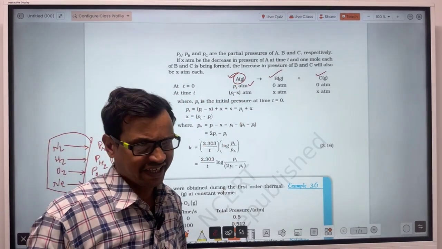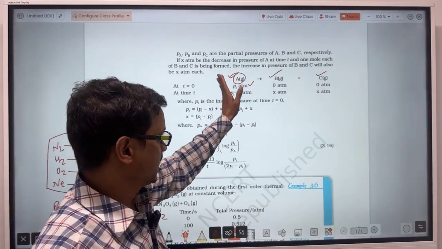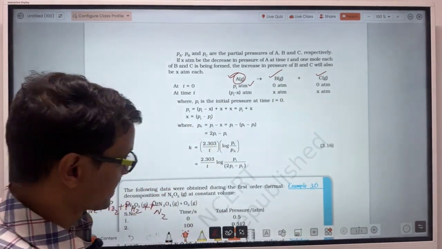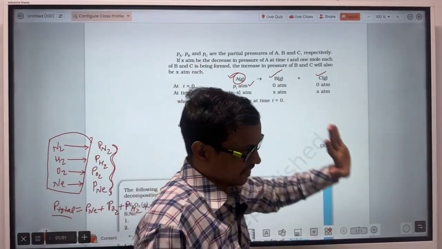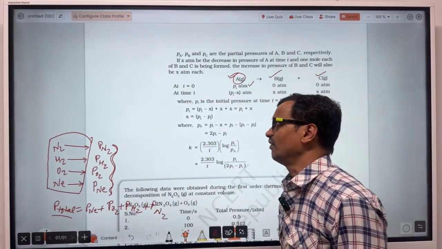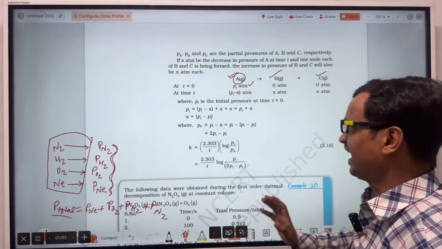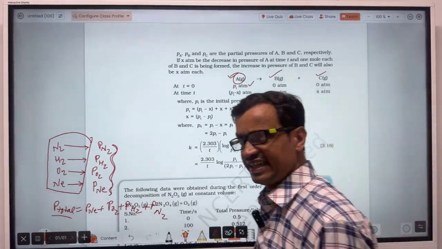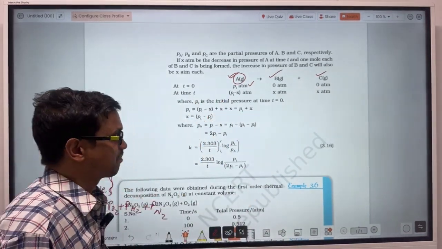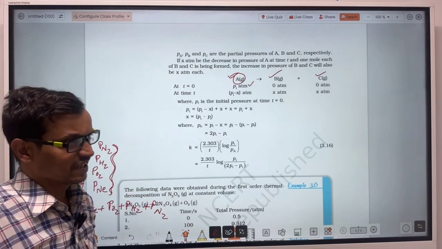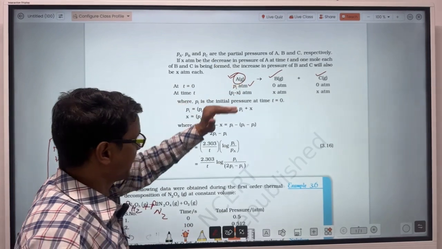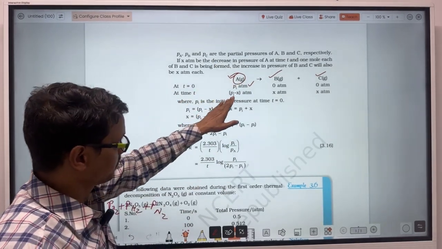If 5 particles of A dissociate, then there will be formation of 5 particles of B and 5 particles of C. If X particles of A dissociate, then there will be formation of X particles of B and X particles of C. What will be the partial pressure of A? The initial partial pressure was Pi and it has decreased by X. So the partial pressure of A at t will be equal to Pi minus X.